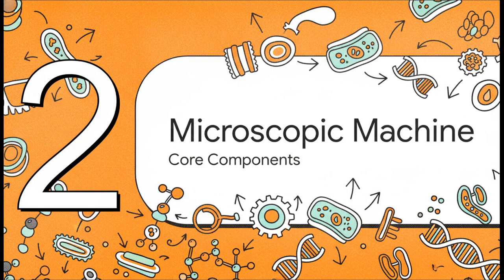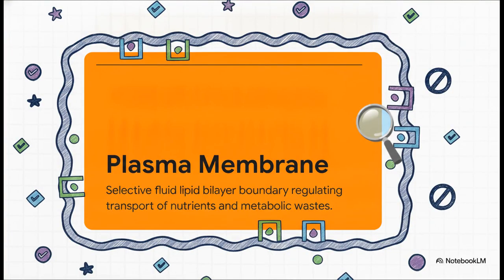Moving on to Section 2, building the microscopic machine and its core components. Let's build this thing piece by piece. If we were to construct a universal biological machine completely from scratch, the very first thing we need is a perimeter. This is the plasma membrane.